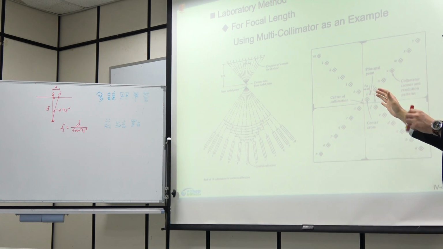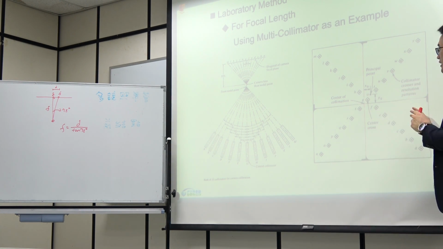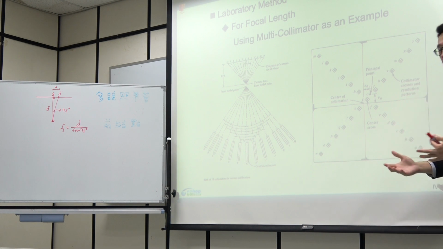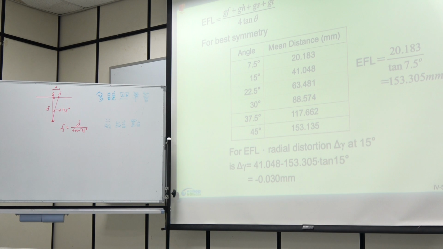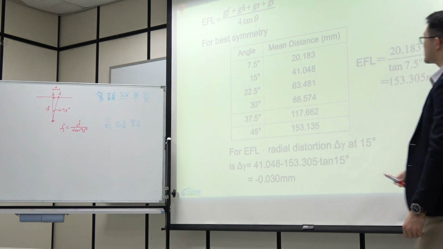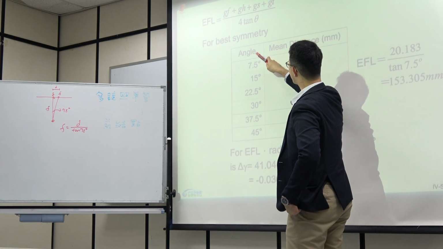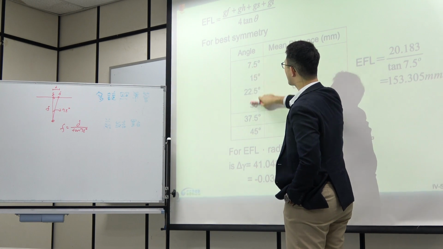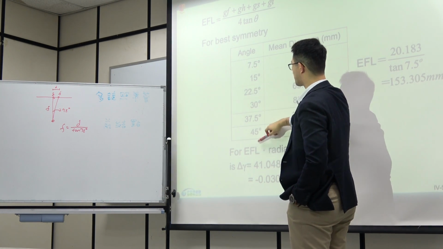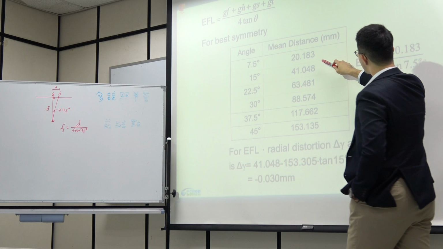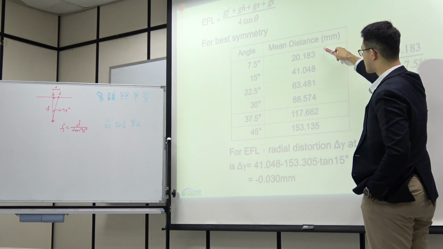So with the EFL, I have the ideal distance from the center collimator to any other collimator. In this case, as you can see, what we can calculate is for different angles, 7.5, 15, and so on and so forth. We can calculate the supposed.